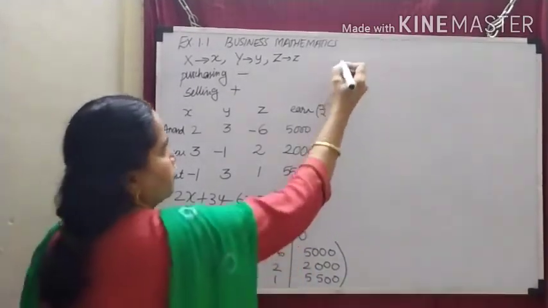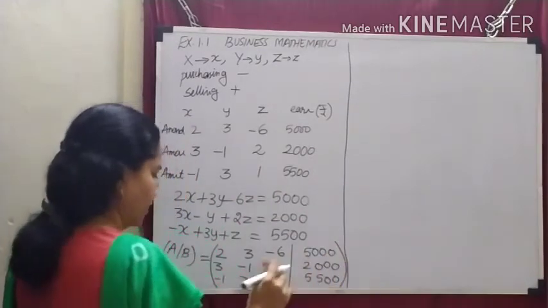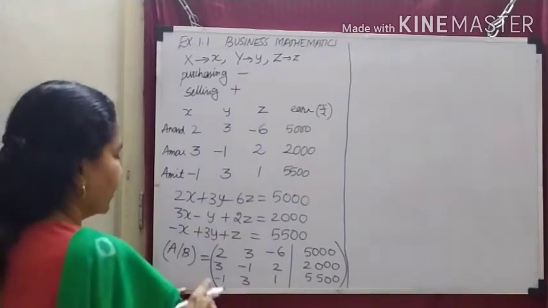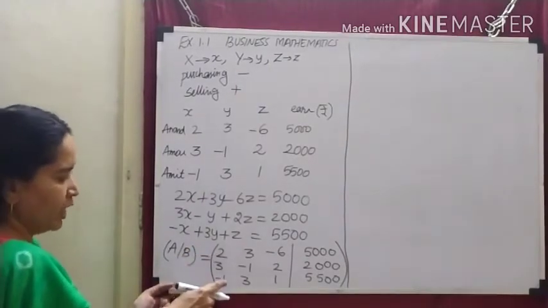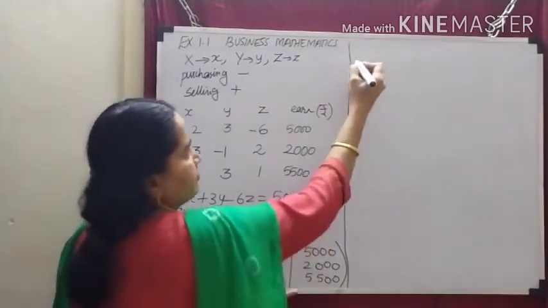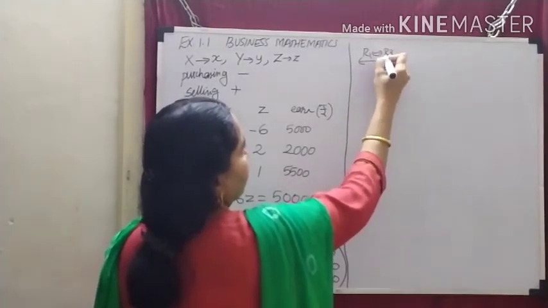Let us proceed to find out the rank of it. So for finding rank, we keep first row to be 1. Here the number is 2. So let me interchange R1 and R3. So what is the first step? Interchanging R1 and R3.